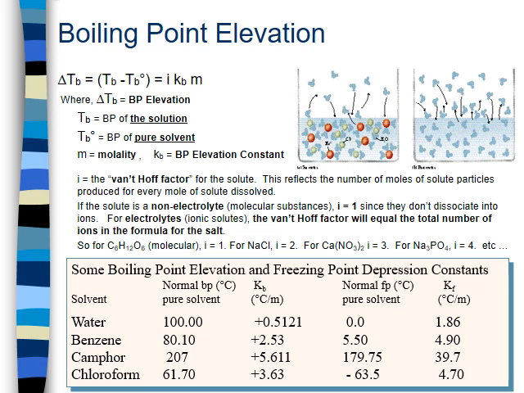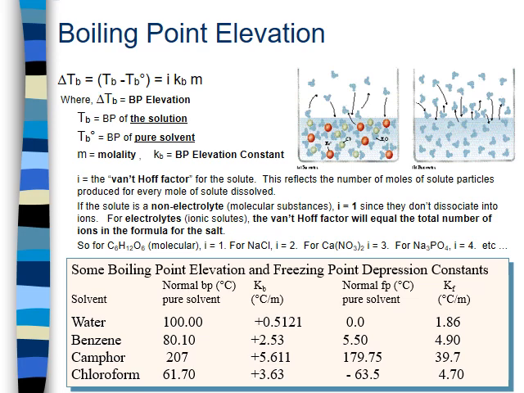If you have an electrolyte, an ionic solute, one that breaks apart into ions, that will allow the solution to conduct electricity, which is why they're called electrolytes. The electrolytes, we know, break apart into their ions as they dissolve. They dissociate. Well, the van't Hoff factor is going to equal the total number of ions in the formula of that salt. Let's look at some specific examples.